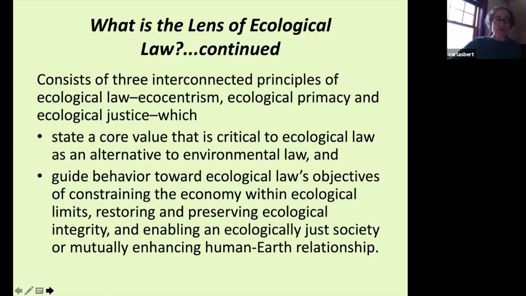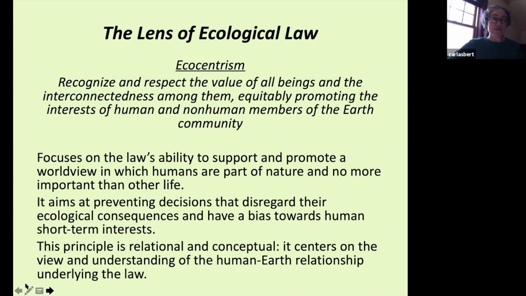So these principles are linked and reinforcing, and they also try to elucidate different functions of the law, and this is an important aspect for them to be used as a tool. So I'll point to these functions as I go through each of the principles now.